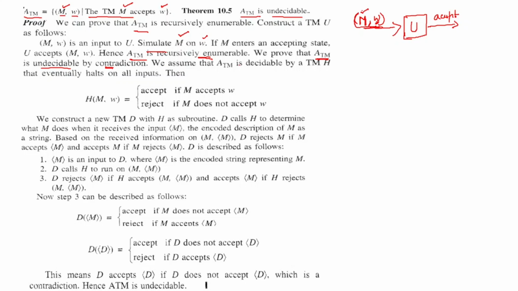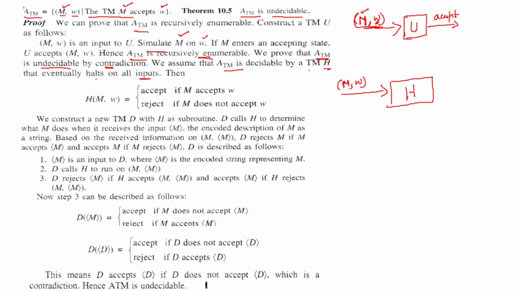So first we assume that ATM is decidable, and we have to design a new Turing machine H that eventually halts on all the inputs. So I have to design this new Turing machine which is named H, and it will halt on all the possible inputs. And what is given as input to H? The same thing, M, comma W.